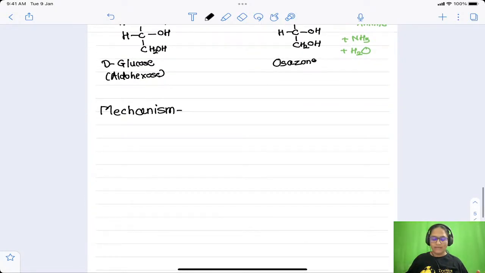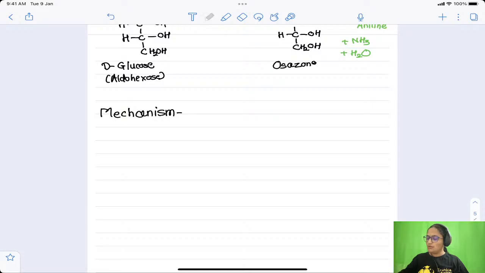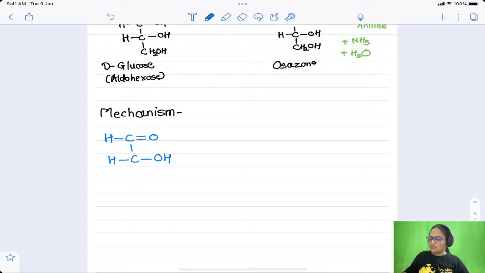Okay, now let us see the mechanism. I will not write down the glucose molecule completely. I will just write it down like this. As only the first two carbon atoms are taking part in the reaction, I am going to focus on that part only. So this is the CHO group and this is the CHOH group. The rest of all I am writing down like this.